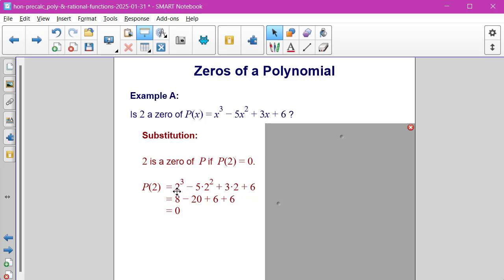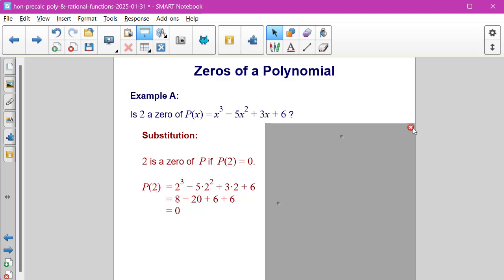So if we substitute 2 in for all the values of x and evaluate, we'll get 2 cubed, which is 8, minus 5 times 2 squared. Well, 2 squared is 4, times 5 is 20, so 8 minus 20 plus 6 plus 6. 8 minus 20 is negative 12, plus 6 is negative 6, and then plus another 6 does indeed give us 0.